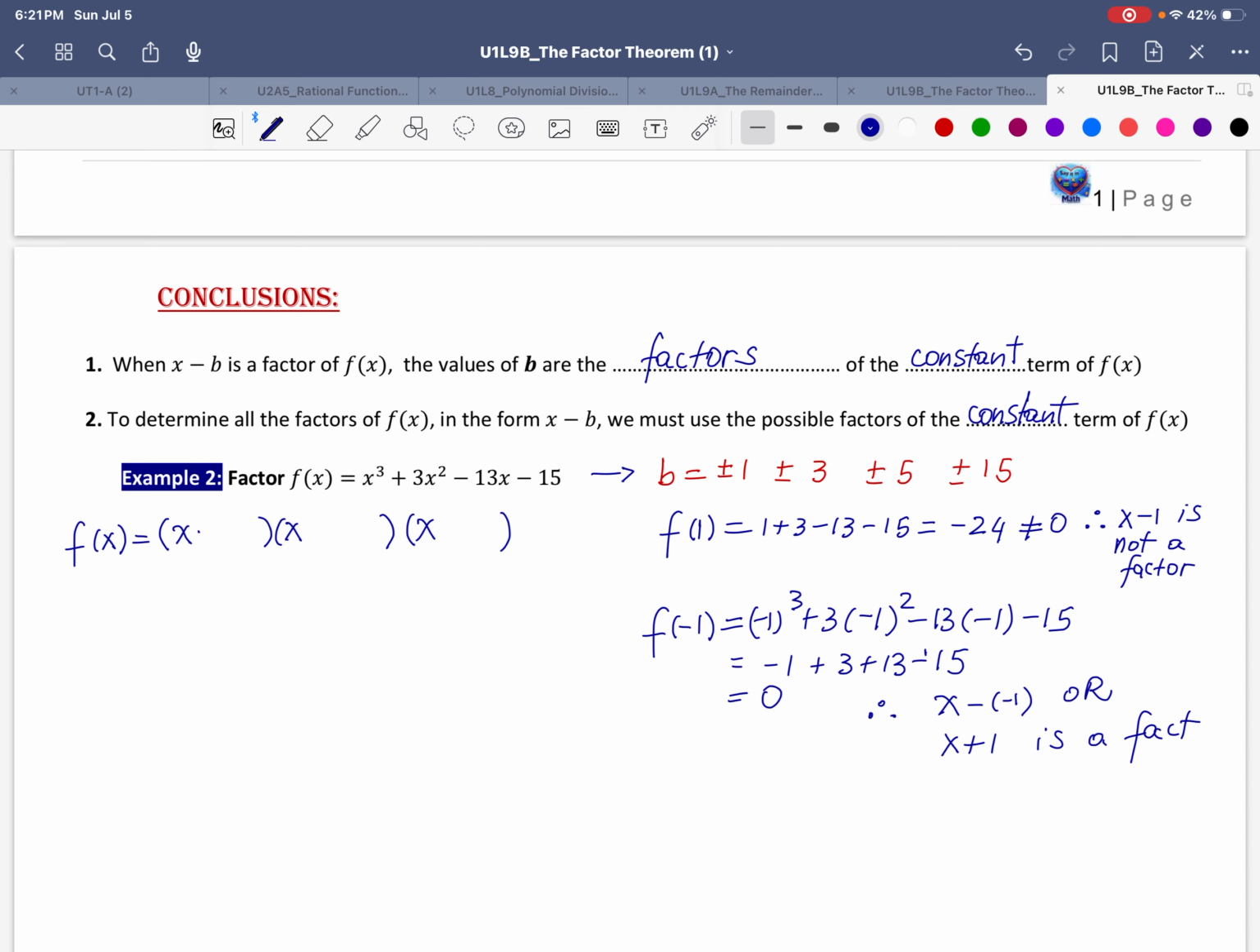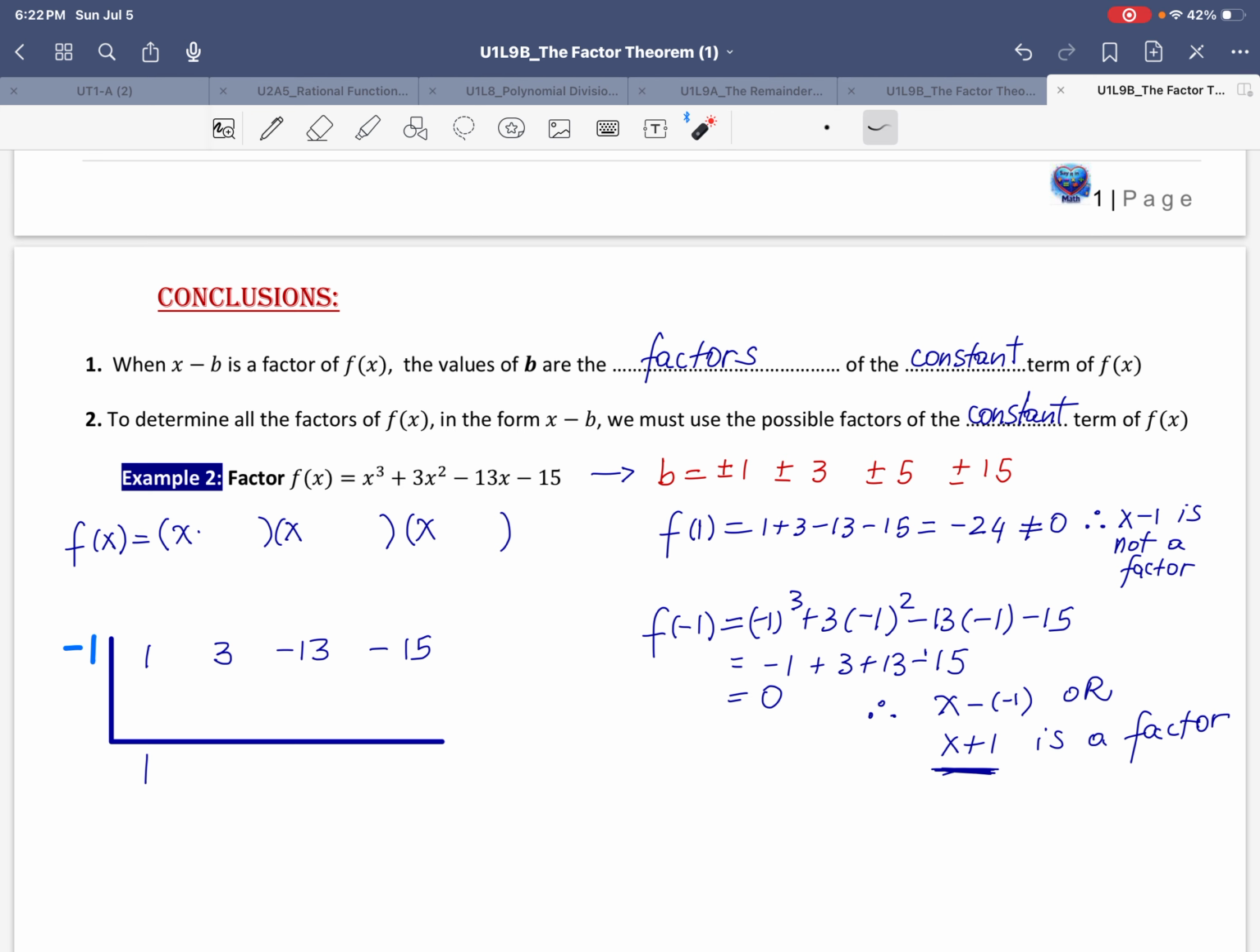Once you have discovered the first factor in a cubic function, you're almost done. So we start by dividing this polynomial by x plus 1. Synthetic division works pretty nicely. It's faster, and we are dealing with linear divisors. We'll write -1 right here. So bring 1 down. 1 times -1 is -1. Add.